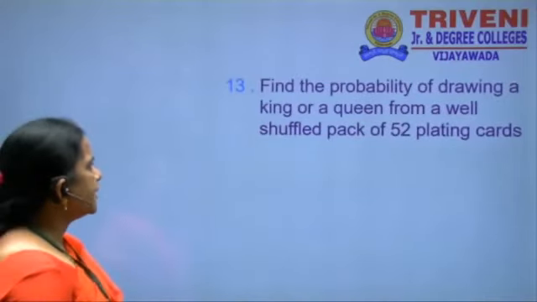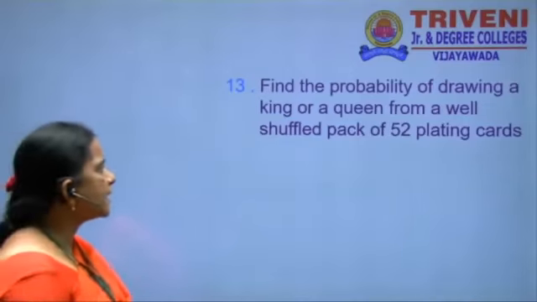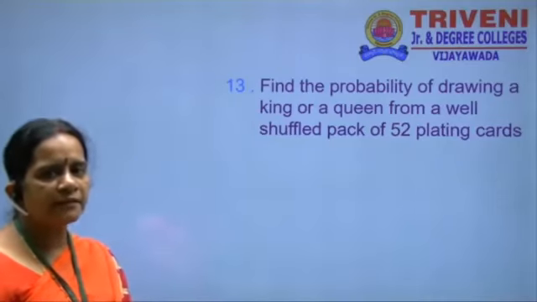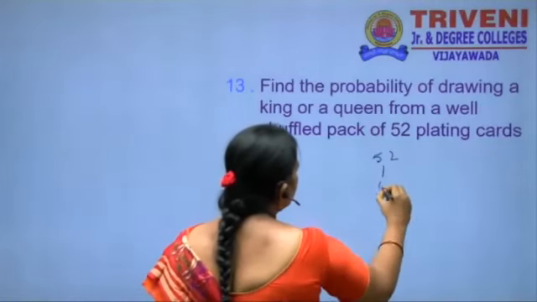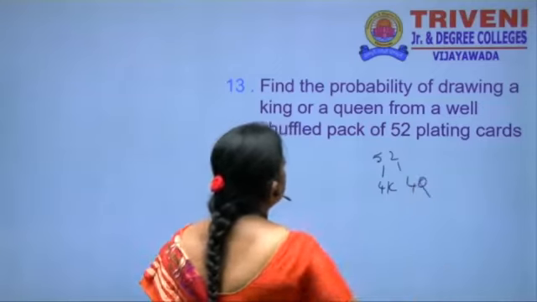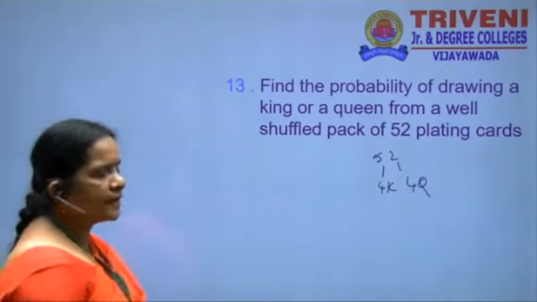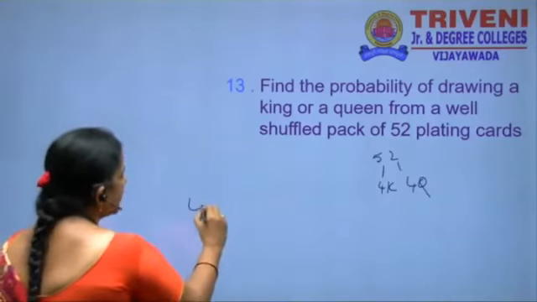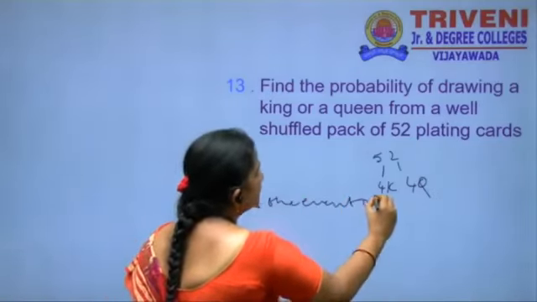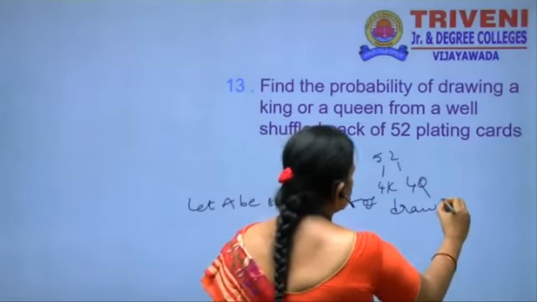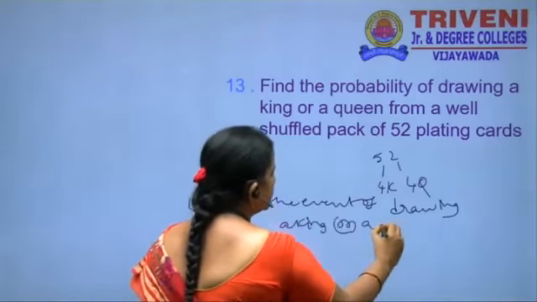Find the probability of drawing a king or a queen from a well-shuffled pack of 52 playing cards. King or queen. How many kings are there? 4. In a pack of cards, 4 kings and 4 queens are there. From a well-shuffled pack of 52 playing cards, suppose we have to draw a card that is a king or a queen. Let A be the event of drawing a king or a queen.